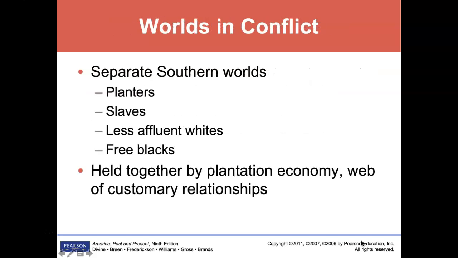Now, although these separate southern worlds between planters, slaves, less affluent whites, and free blacks began to grow, the fact is that these people together, held and bound by paternalism and the culture of the plantation economy, would build and expand on these customary relationships up to, and so I would say through, the American Civil War.